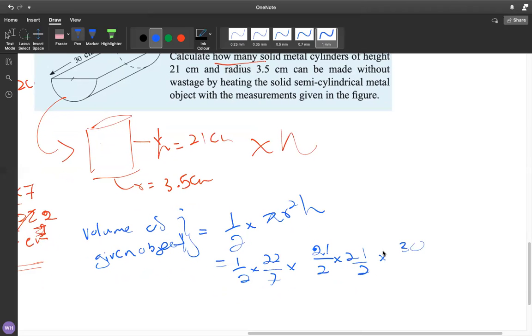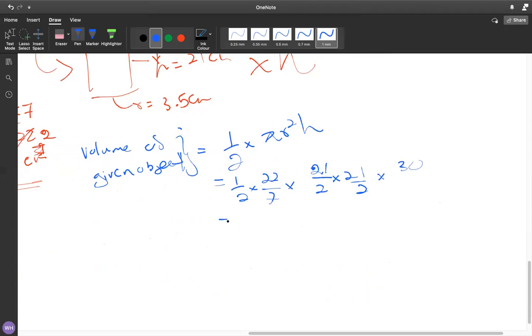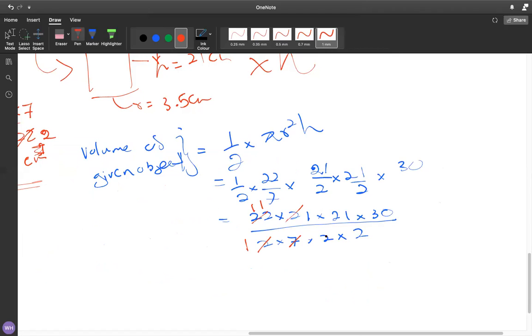Okay, so the volume of the given object, I will continue from where we stopped, and it is 30 centimeters in length. So let's simplify this. You will get 21 times 21 times 30 upon 2 times 7 times 2 times 2. Now the simplifications. Here you get 2 and 1. Here you get 11, 7 3s, and you get 15 here, and no further simplifications.